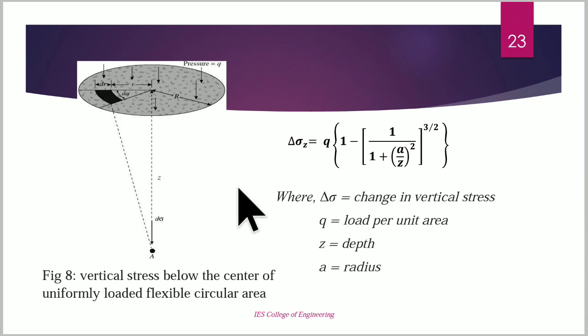Now, from that integrated equation, this simple expression is obtained, which is delta sigma z is equal to q into 1 minus 1 by 1 plus a by z the whole square, the whole raised to 3 by 2, where delta sigma is equal to change in vertical stress, q is equal to load per unit area, z is the depth and a is the radius.